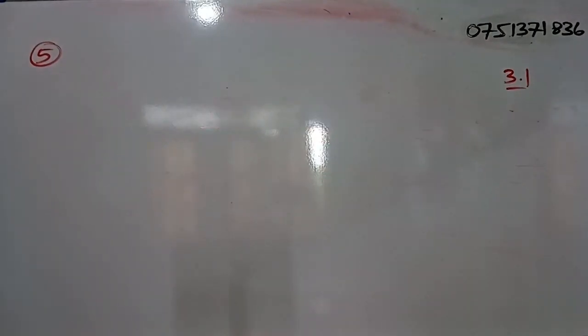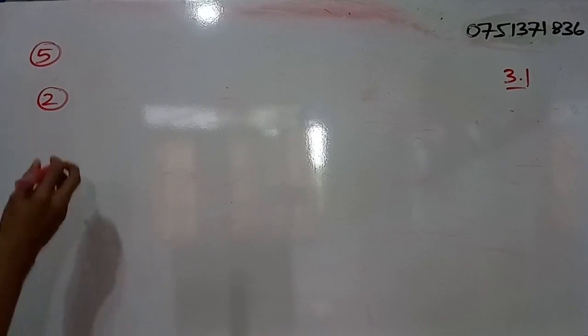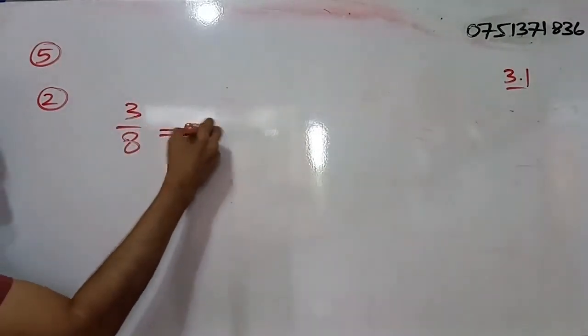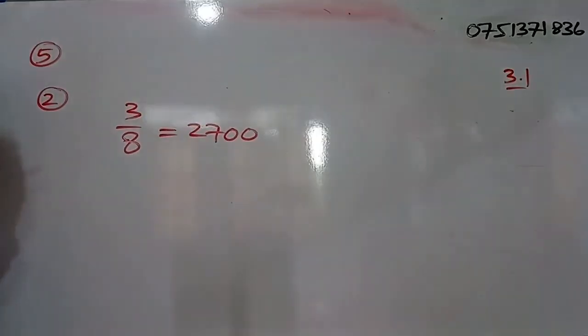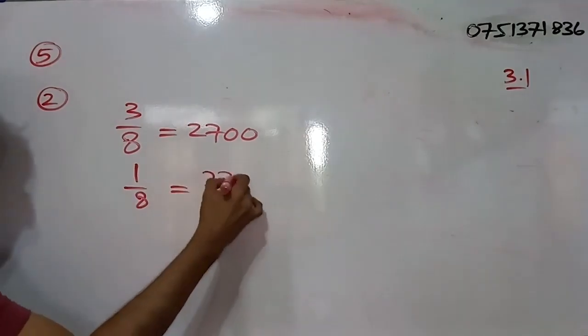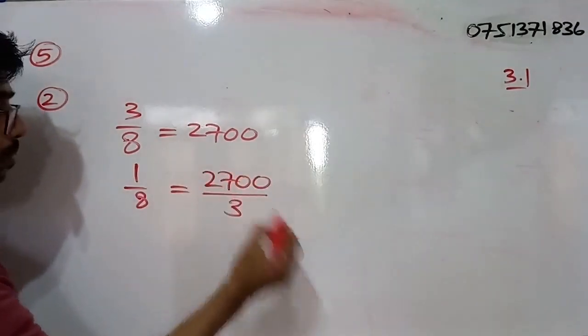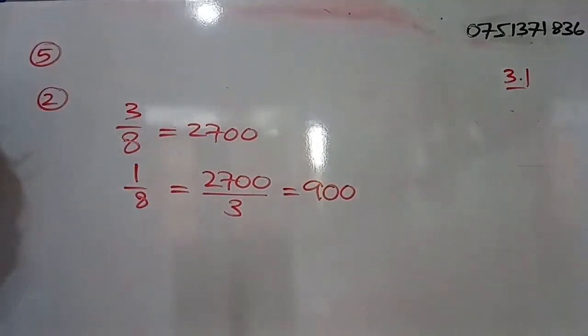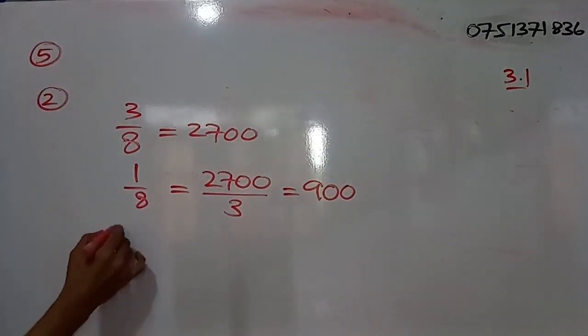Find the value of the bicycle. Right. So in the question it says that he needs 2,700 rupees more to buy the bicycle. Right? So that means what? 3/8 are equal to 2,700. That means 1/8 is equal to what? 2,700 divided by what? 3. So that is 900.